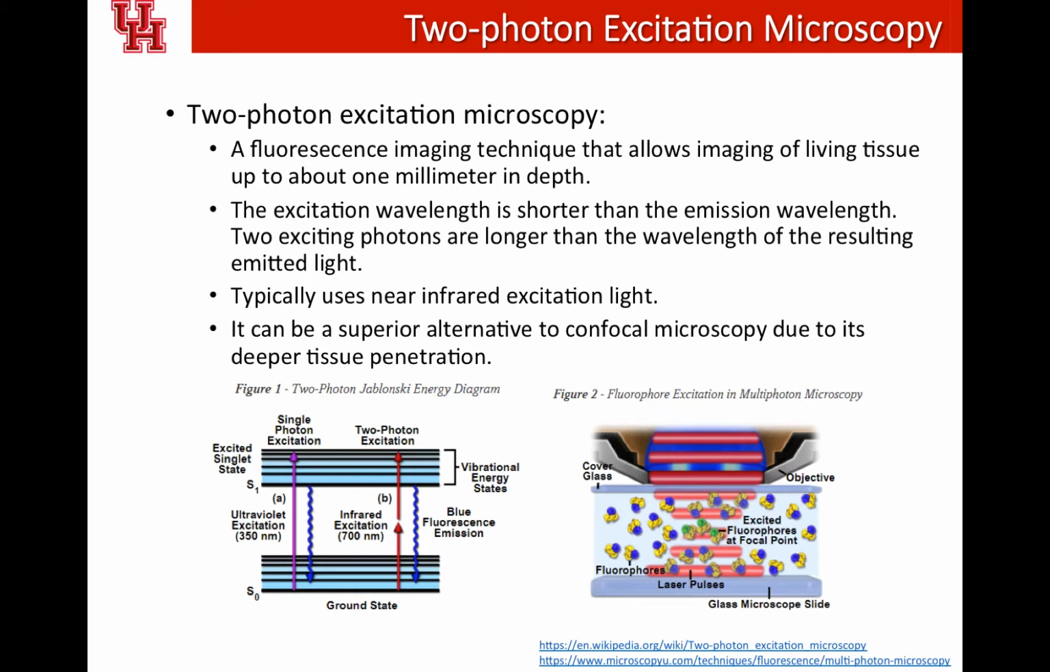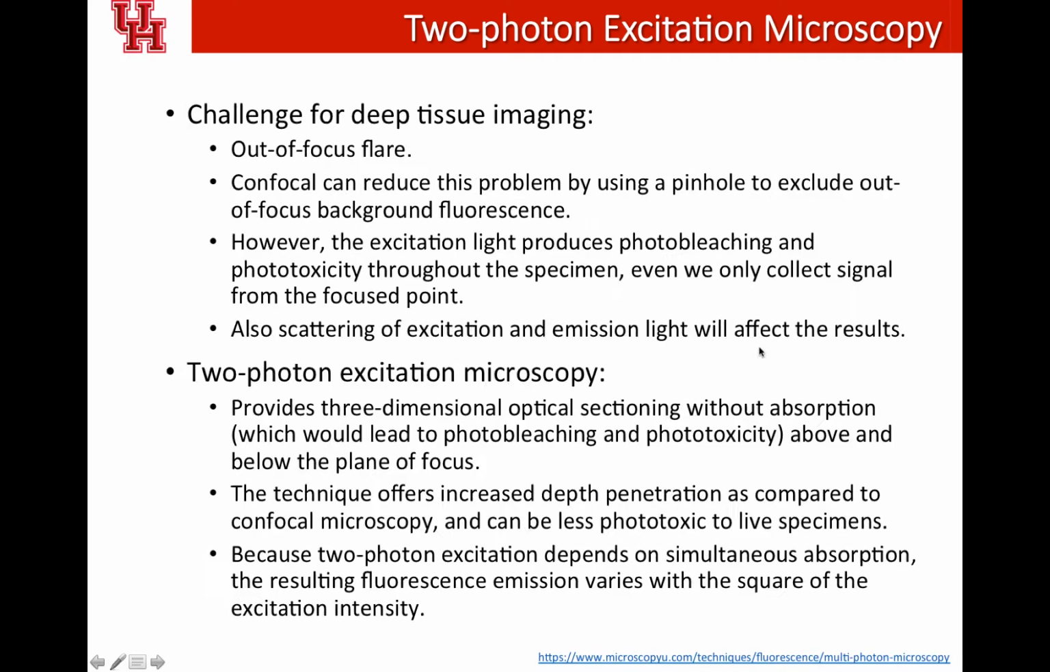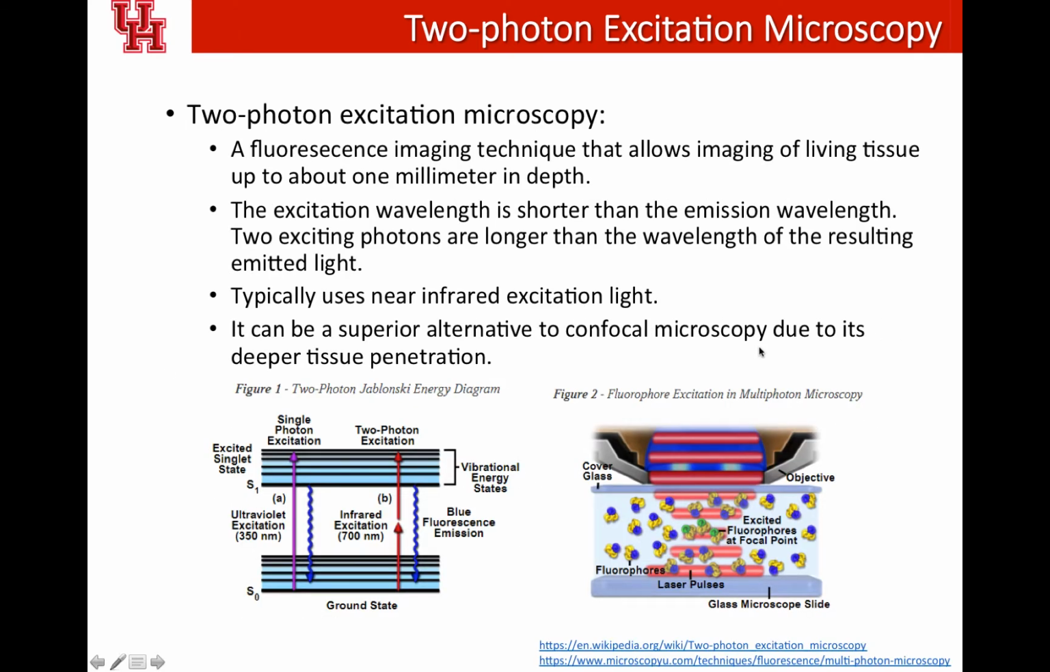One advantage of infrared for tissue imaging is that it doesn't get absorbed by the tissue as much as visible light, UV and visible light. So the infrared gets much less scattering and absorption. That's why you can get deeper penetration or deeper imaging with this two photon microscope, because you use infrared excitation light instead of UV light or maybe visible light. So it could be a super alternative to the confocal microscope. I will explain the reason why.